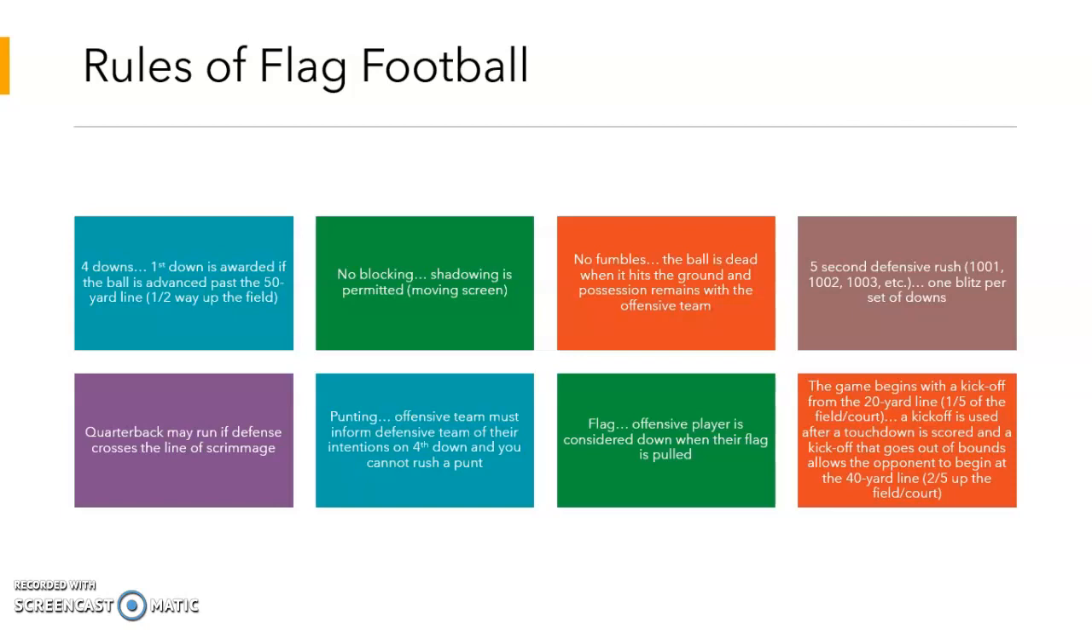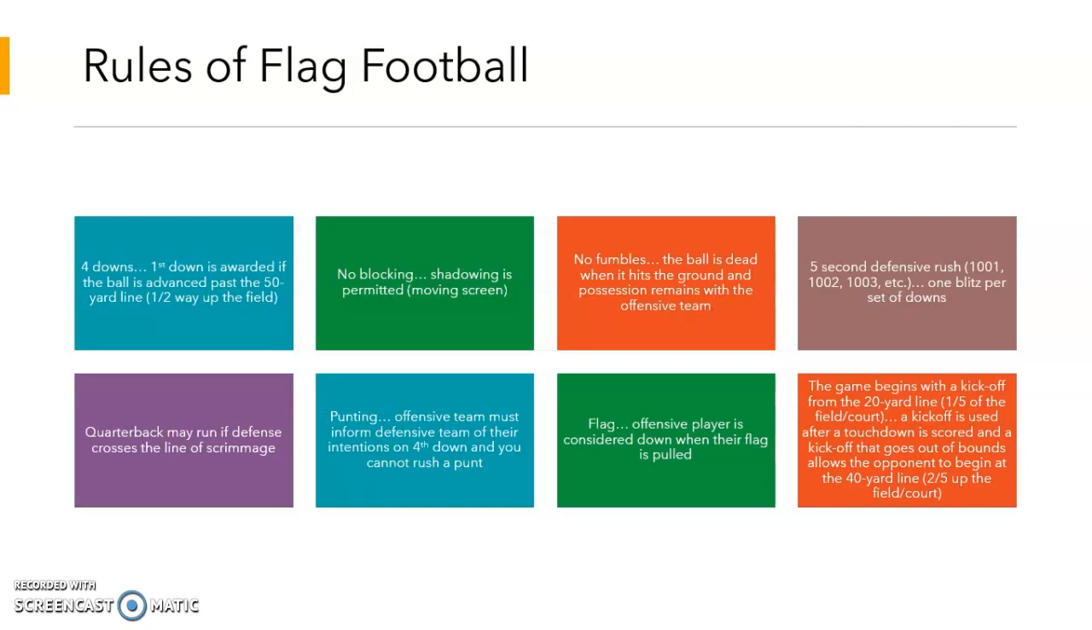To rush the quarterback, you have to count 5 Mississippi, or 5 1,000, 1 1,000, 2 1,000, and so on. So 5 seconds to rush the quarterback. Once you do rush the quarterback, that's when they are able to run. Otherwise, they cannot run. They're only allowed to run if the defense crosses the line of scrimmage.